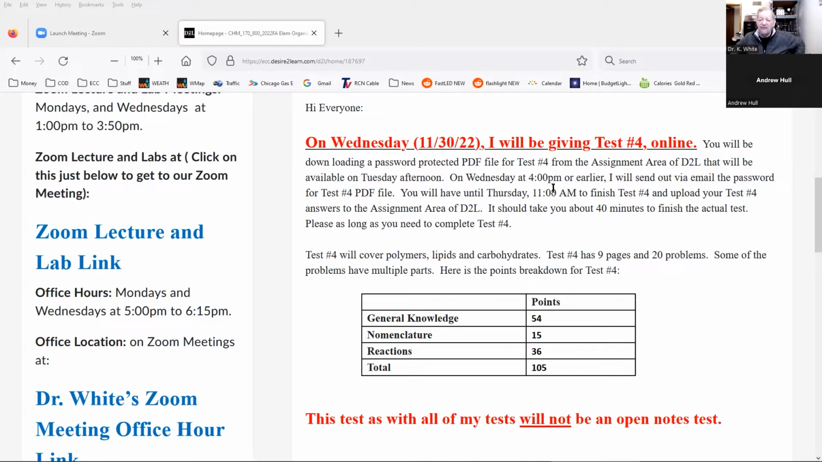I'll send out an email with the password for the test number 4 PDF file. You'll have until Thursday, 11 a.m. to finish test number 4 and upload your answers as a single PDF file to the assignment area in D2L. It should take you about 45 minutes to finish it, but hey, we're online and it's just after Thanksgiving, so take as long as you need to complete the test.